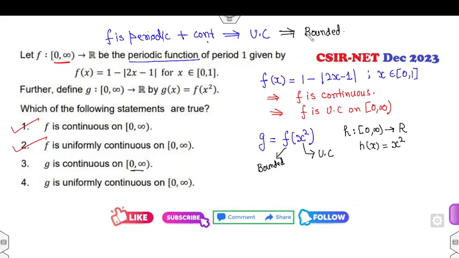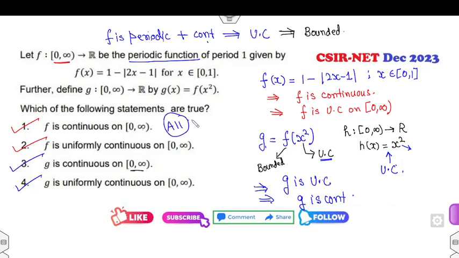Now clearly say this function is uniform continuous, fine, because it's continuous. If you take the limit as x approaches 0 positive, it's finite. If you take it as x approaches infinity, it may or may not exist, but it's uniform continuous. And since f is bounded, that means g is uniform continuous. If g is uniform continuous, this implies g is continuous as well. So option C is the right answer of this problem.